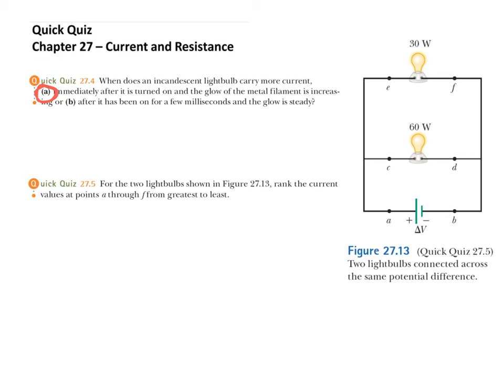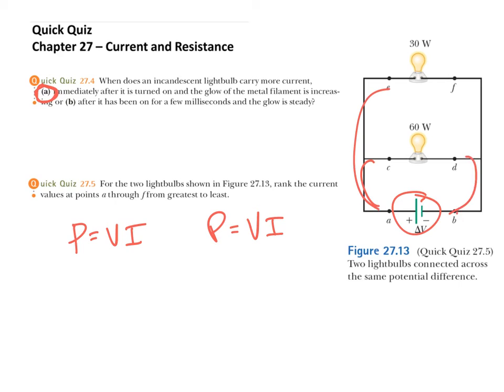Now, question 5. For the two light bulbs shown in figure 27.13. Now, this is jumping a little bit ahead because this is a parallel circuit, of which we will talk about a little bit more later. But we have two light bulbs. One is 60, one is 30 watts. If we do P equals V times I, we could do that for both of them. And in a parallel circuit, the voltage is the same for both of them.